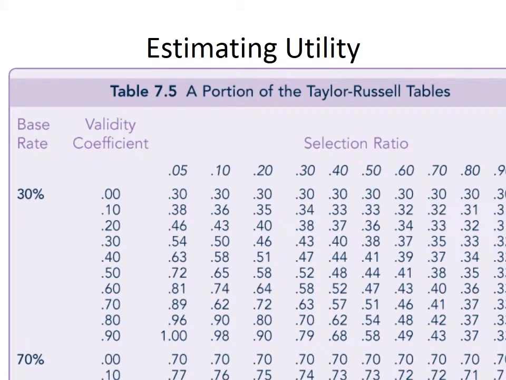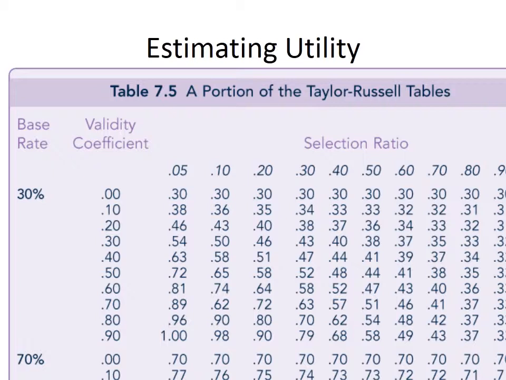So here's an example of a Taylor-Russell table. So again, we've got the base rate at the far left. We've got the validity coefficient in the next column. And then finally, we have the selection ratio. So what percentage of people are we actually being able to bring in? So the base rate was the success rate prior before a new prediction battery is brought in.